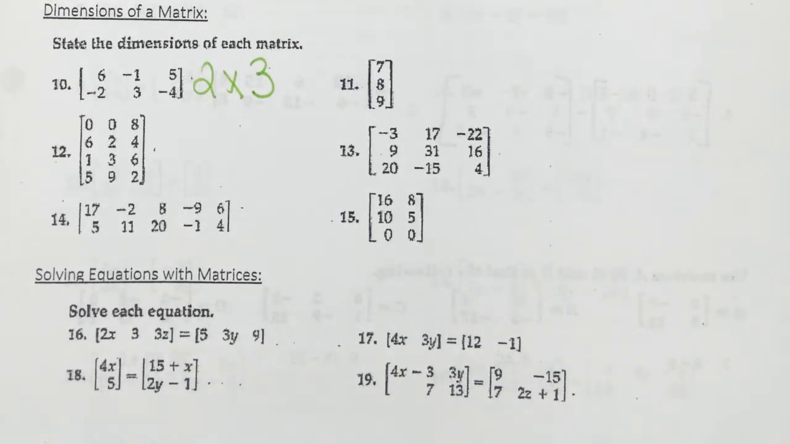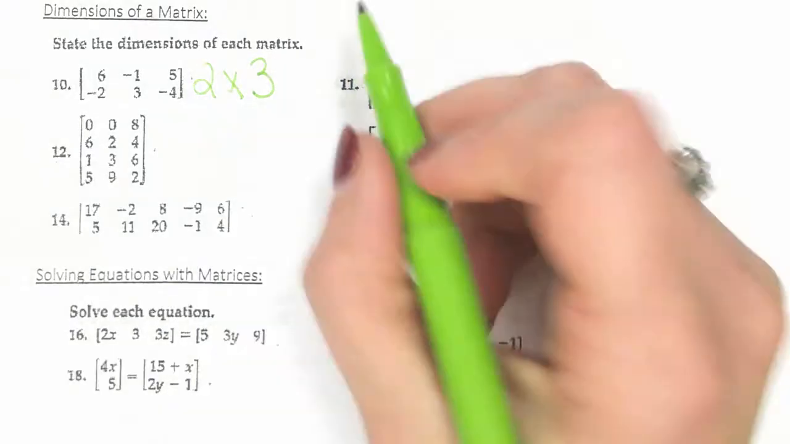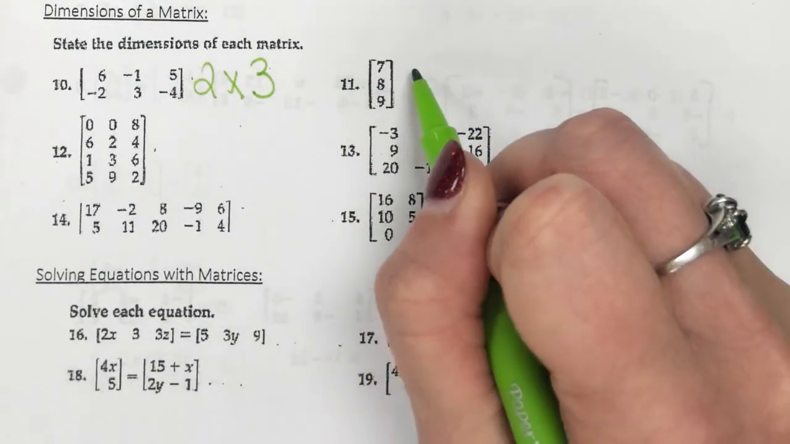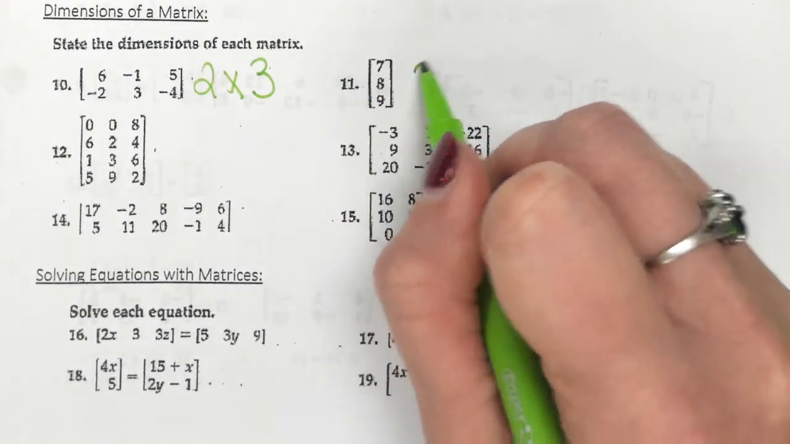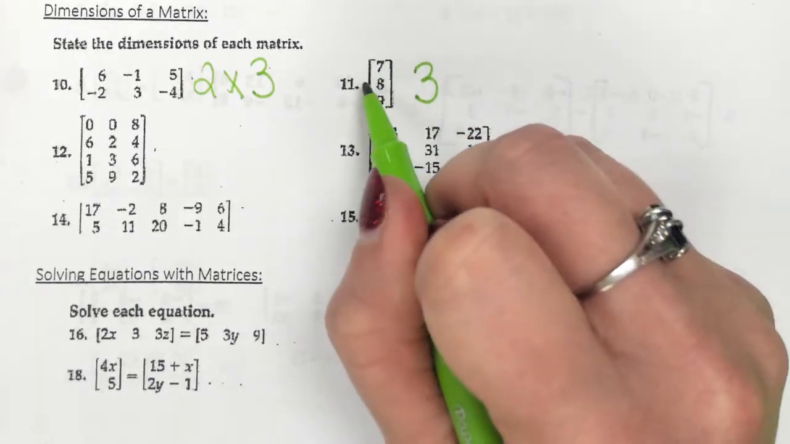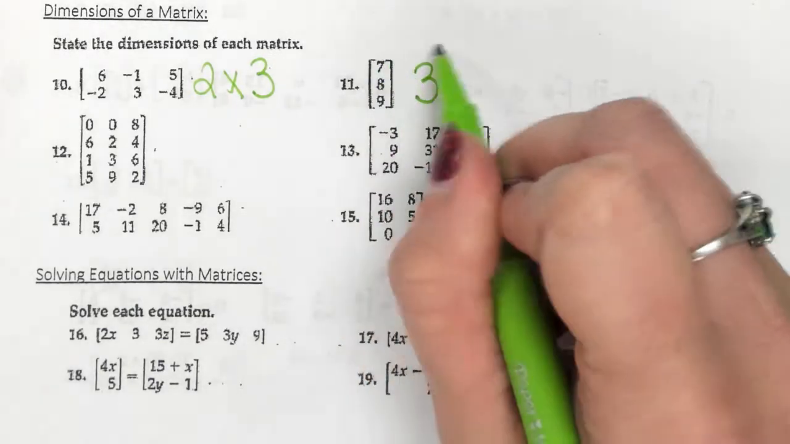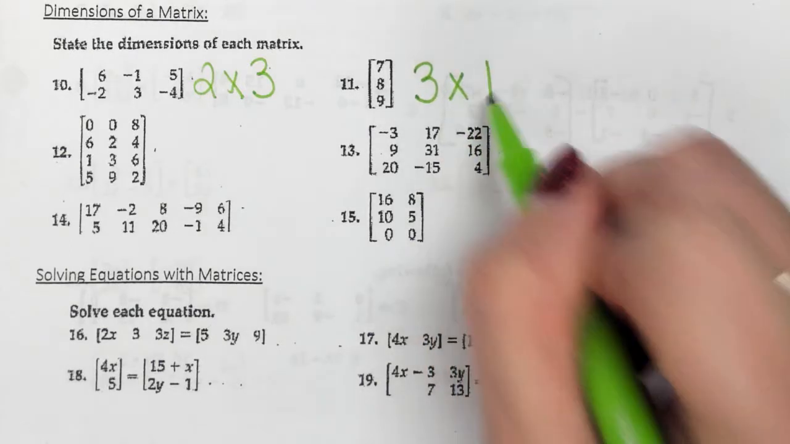I told you, so easy, but so important. That's why I keep saying that. All right, next one. How many rows? 3. Rows are left and right. It's 3 times 1, and 1 column.